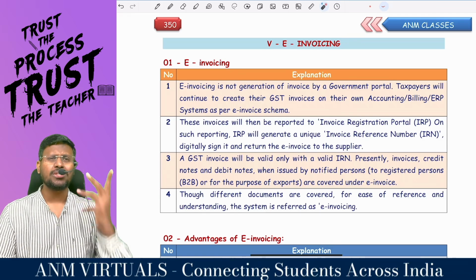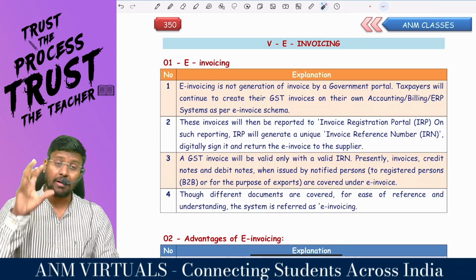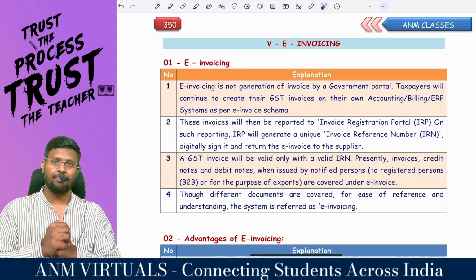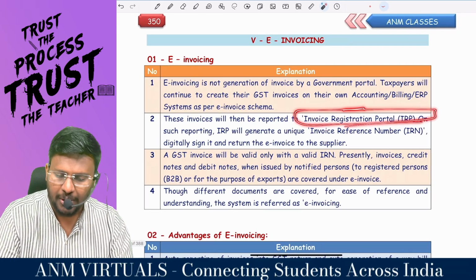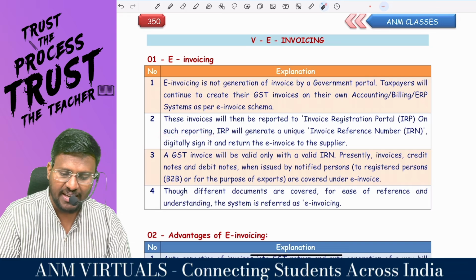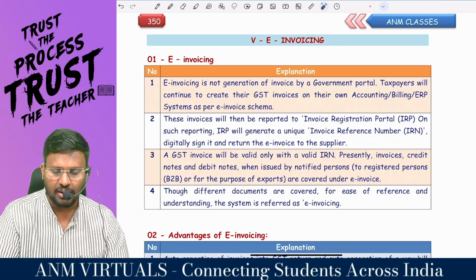That means you may use Tally. Tally itself is going to prepare the e-invoice, but the format for preparing that e-invoice has been set by the government. This invoice will then be reported to the IRP. What is IRP? Invoice Registration Portal. On such reporting, IRP will generate a unique IRN, digitally sign it and return the invoice to the supplier.